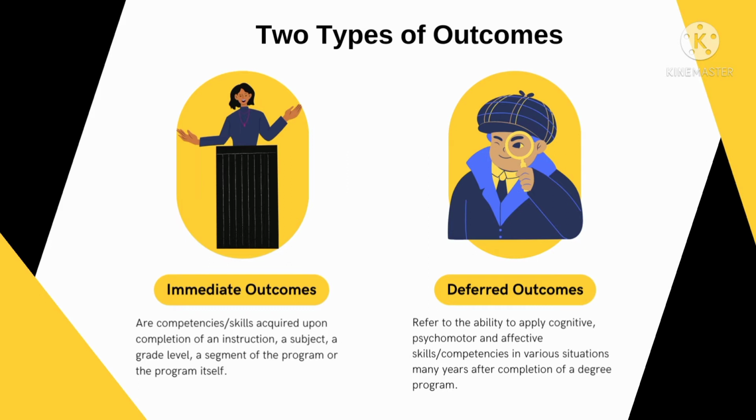On the other hand, the deferred outcomes refer to the cognitive, psychomotor, and affective skills or competencies in various situations many years after completion of a degree program. Deferred outcomes are the result of doing things that involve longer and many processes. An example of a deferred outcome is being promoted from a job after 3 years of hard work.